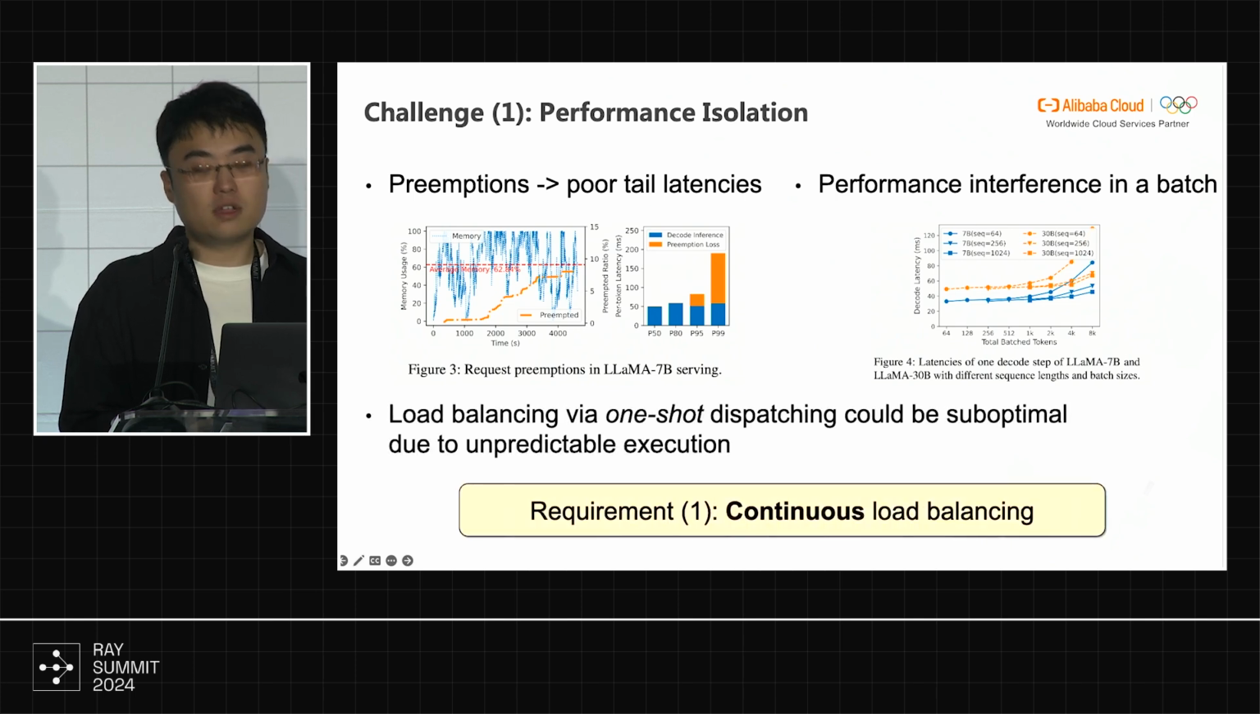So obviously, we need load balancing across instances to mitigate such issues. But the point is, load balancing via the one-shot dispatching could be suboptimal because the sequence lengths are not known in the beginning. That means we require continuous load balancing even after the requests are dispatched.